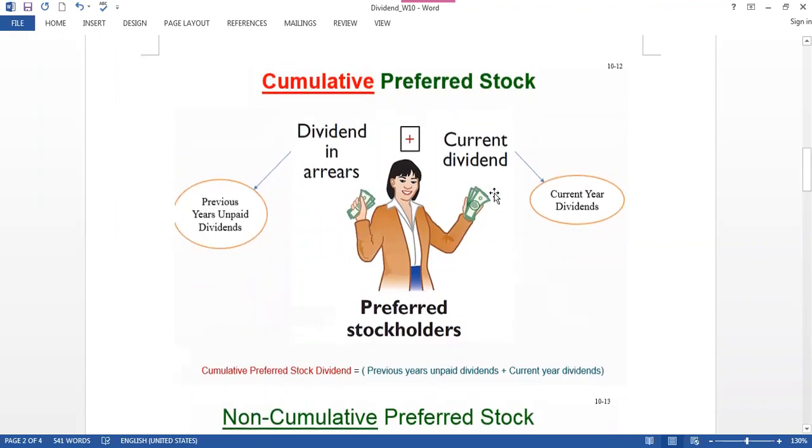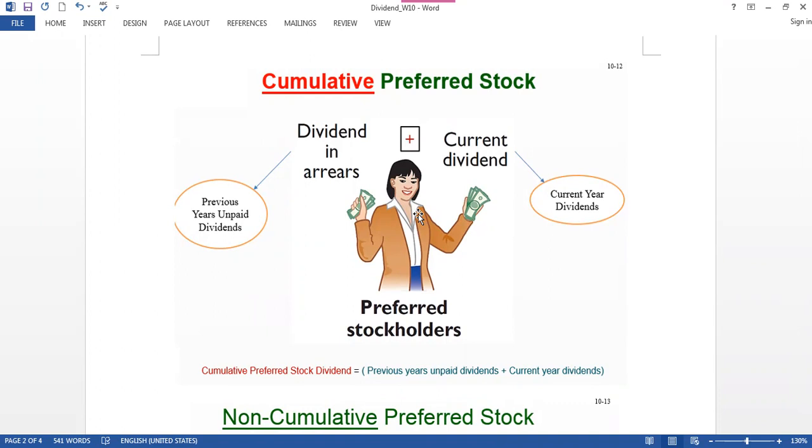So do you understand this picture? Because if you can remember this picture, you can easily solve the question. Because this picture already has a solution for how to handle this kind of cumulative preferred stock dividend in the accounting book. Just remember the picture and try to understand the picture.